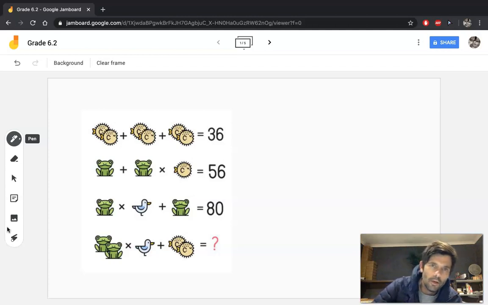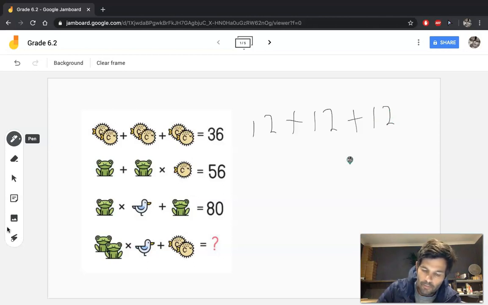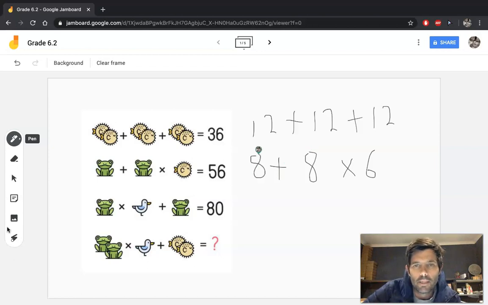Okay, so first of all, I know that the 36 is divided up into 3 groups. So that means each group is 12, because 36 divided by 3 is 12. Okay. So if 2 puffer fish are equal to 12, then the single puffer fish must be equal to 6. Okay. Then I'm going to have 8 multiplied by 6 is 48. Plus the additional 8 is 56.